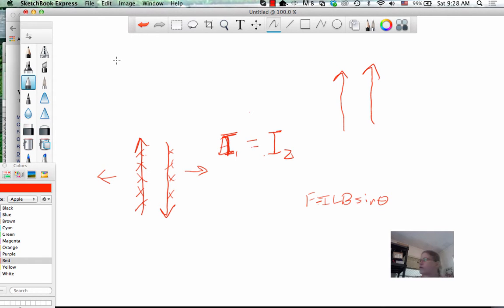What did y'all get for your answer on doing this? I hope they attract each other. What's that? They attract each other. They attract each other. Good. Did they attract each other? Awesome. They do. Okay. Why?